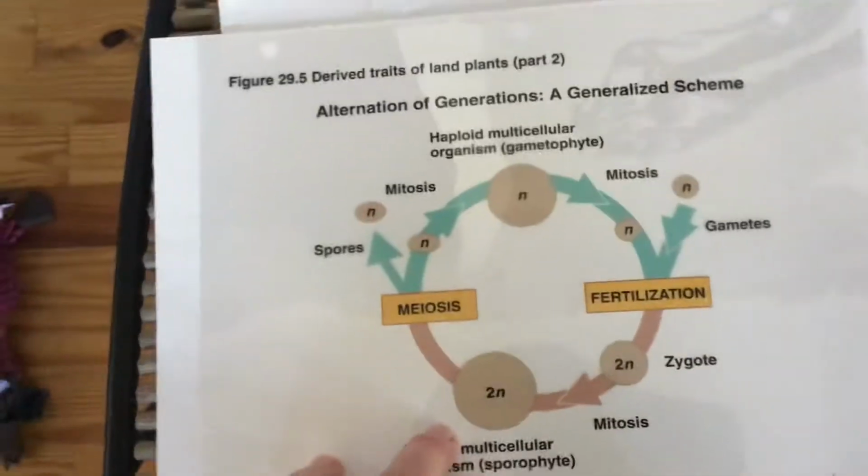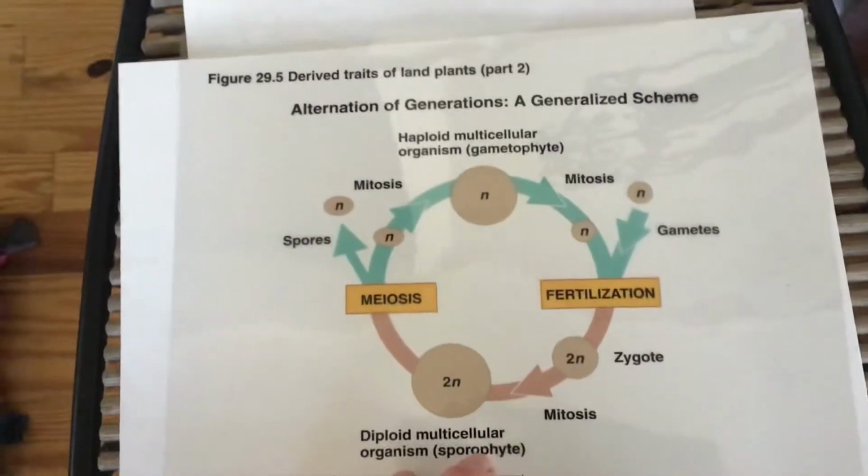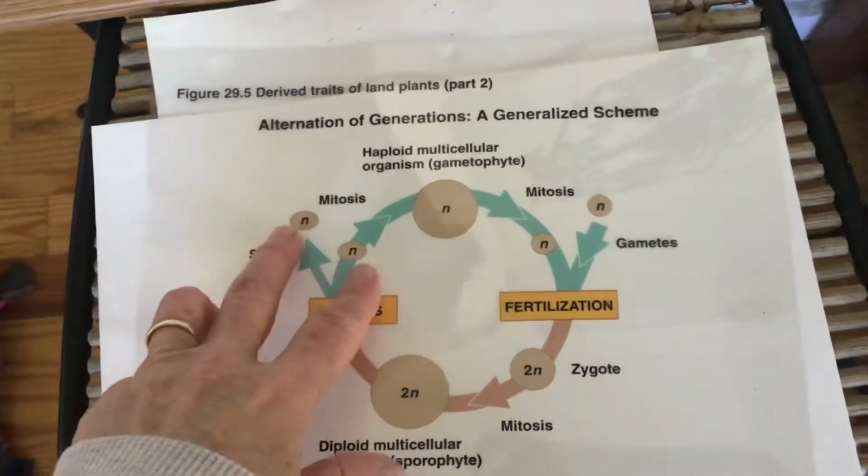Now, let's talk about that a little bit. The difference between, just kind of a general life cycle, is that you have a diploid cell that undergoes meiosis and produces gametes.